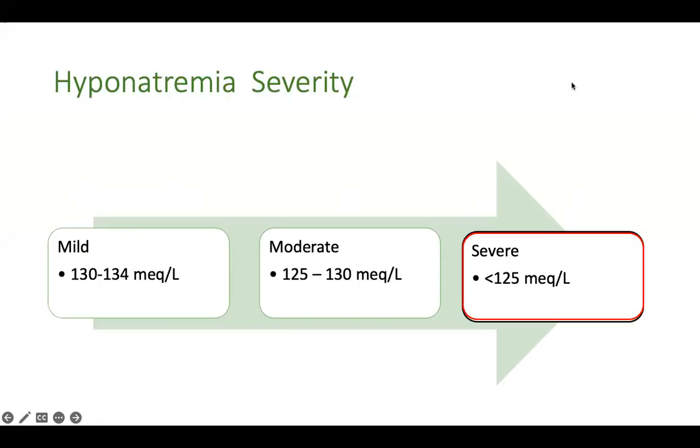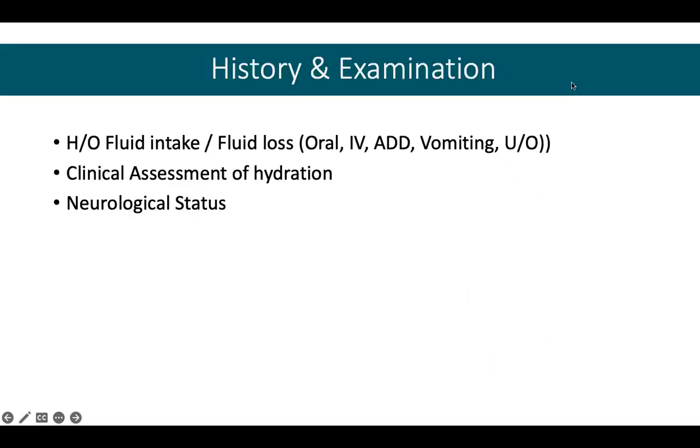Now we need to know that between 130 to 134 it is mild hyponatremia, 125 to 130 it is moderate, and less than 125 is severe. Most of the symptomatic hyponatremia, the sodium will be less than 125. In mild and moderate hyponatremia, there is no emergency. Just investigate, find the cause, and treat the cause. Whereas when it is severe hyponatremia, you need to immediately treat, especially if it is symptomatic.